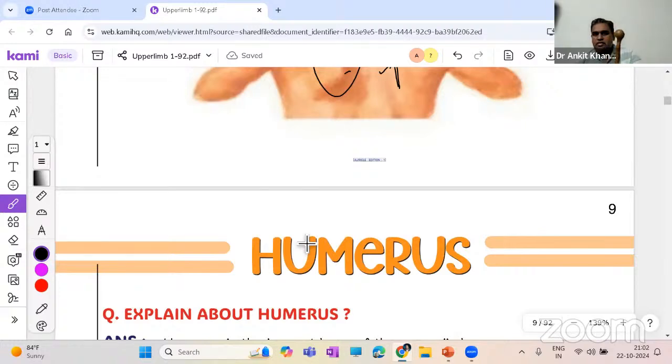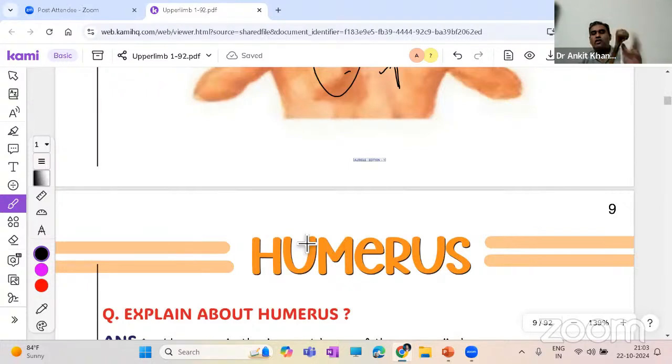Fine, so easy to identify, and three or four features are there in the upper end to identify the side of the humerus. See, we have a tubercle. Let me bring it a bit closer. Yes, we have a tubercle over here. It is projecting anteriorly. This is the lesser tubercle.